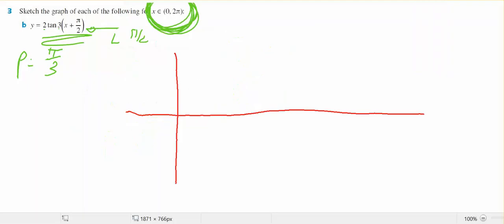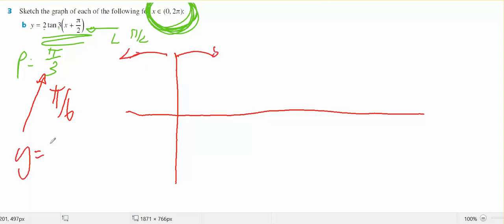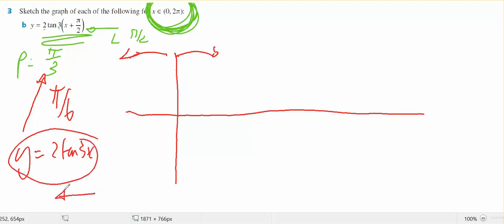Since I'm going to have a period of pi on 3, I would have my asymptotes pi on 6 either side of 0. Sorry, I'm going to draw y equals 2 tan of 3x. And once I've drawn that, I'm then going to move it to the left, pi on 2. So I'm going to have asymptotes of pi on 6 and minus pi on 6.